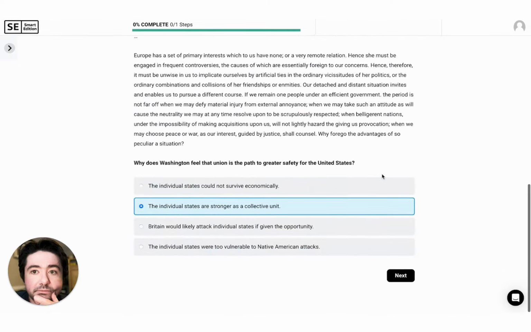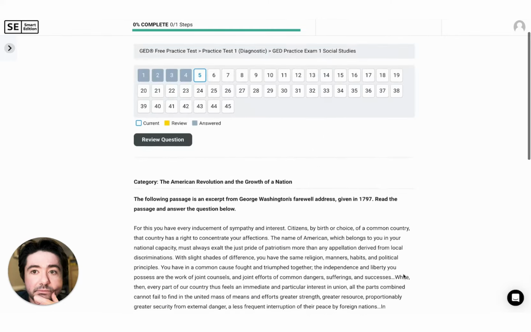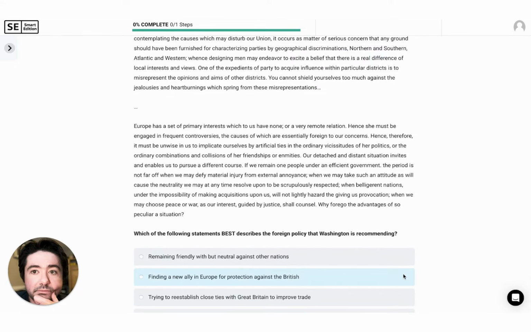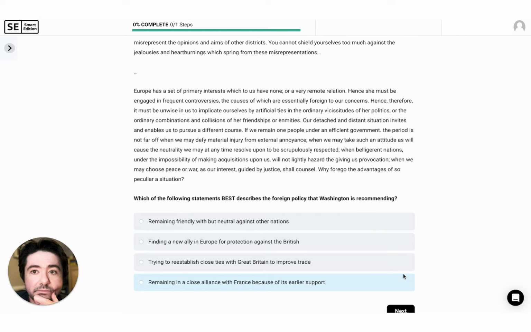All right. Question 5. Coming up. Same passage. New question. Which of the following statements best describes the foreign policy Washington is recommending? Is it remaining friendly but neutral against other nations? Finding a new ally in Europe for protection against the British? Trying to reestablish close ties with Great Britain to improve trade? Or remaining in a close alliance with France because of its earlier support?